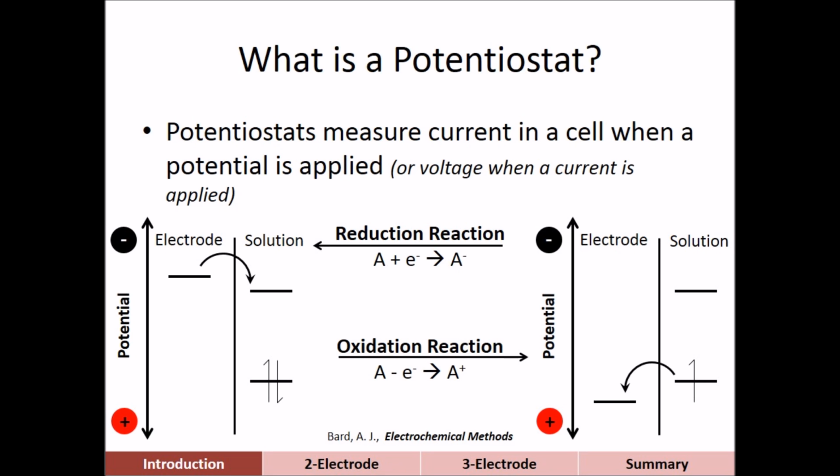These measurements are generally conducted using a potentiostat. A potentiostat is simply an instrument that measures the current between 2 electrodes when you apply a potential between those. When the potential of the electrode is higher or more negative than the electrolyte solution, electrons can flow from the electrode into the solution, causing a reduction of the solution. And likewise, when the electrode is more positive than the solution or lower, electrons flow from the solution into the electrode, causing an oxidation.